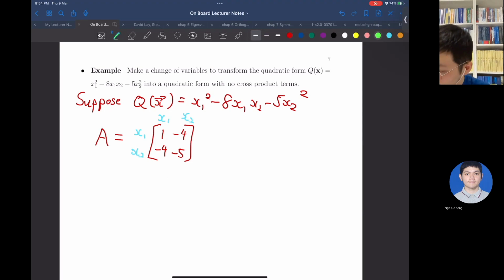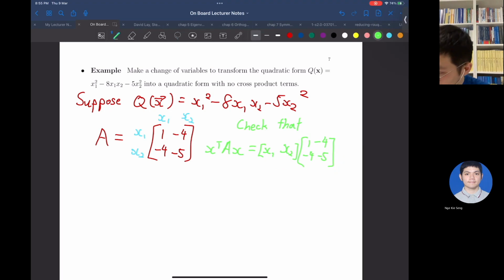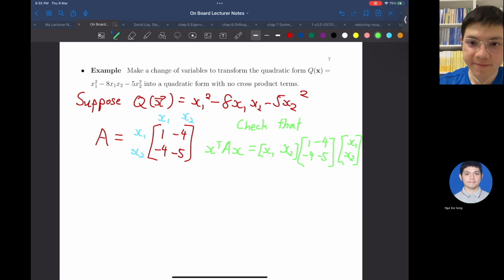You could check that really when you take x transpose multiplied by A multiplied by x, you actually get the desired quadratic form. I urge you to check it yourself so that you can try it out and figure out how I exactly see my matrix, see the symmetric matrix A.